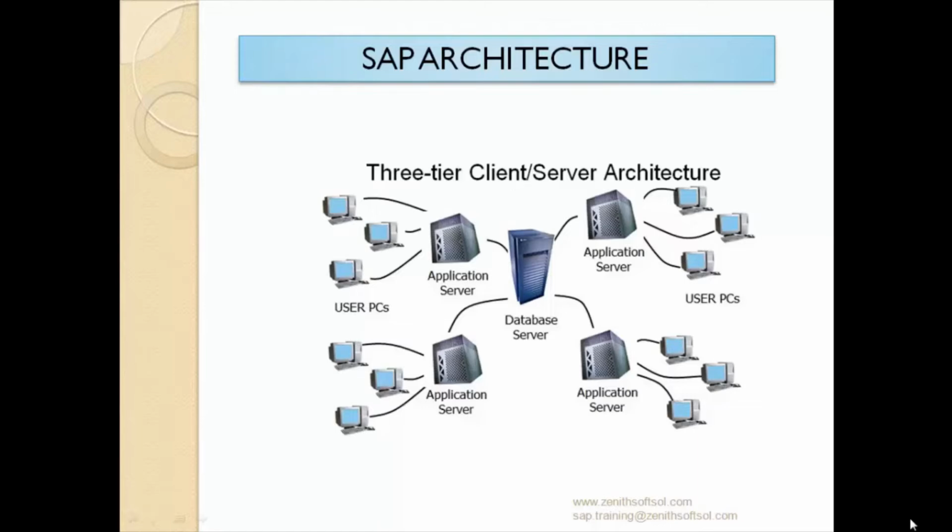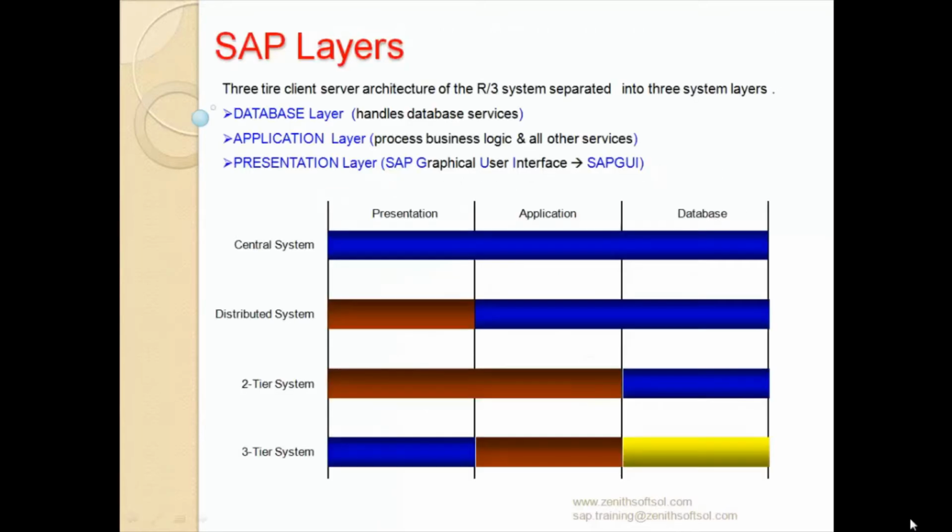As said, SAP runs on three layers, that is presentation layer, application layer, and database layer. Database layer handles database services. It could be your Oracle, SQL, MaxDB, DB2 UDB. Application layer processes business logic and all other services. And presentation layer is nothing but your SAP GUI, graphical user interface.